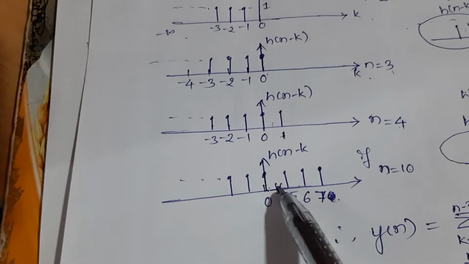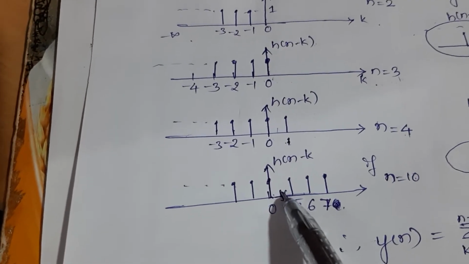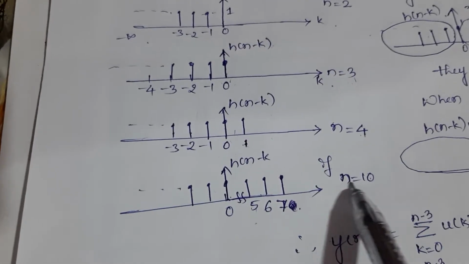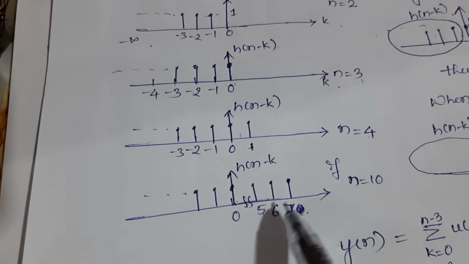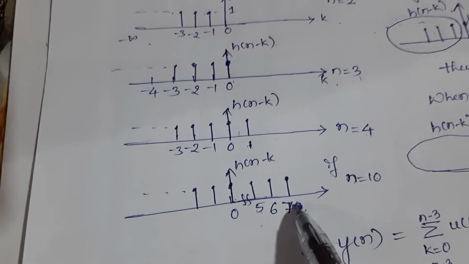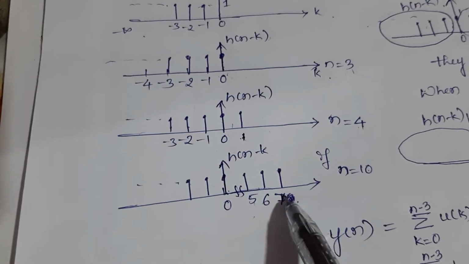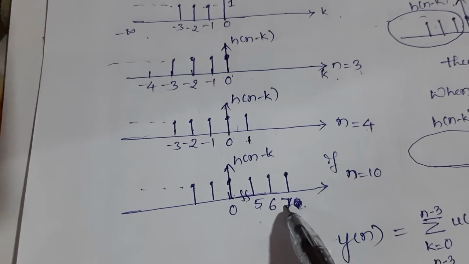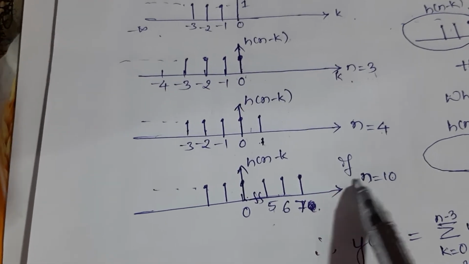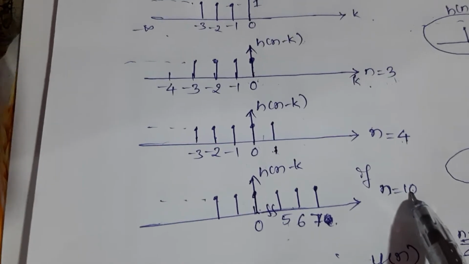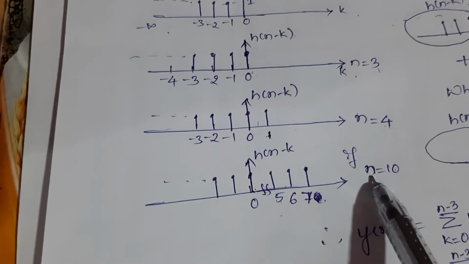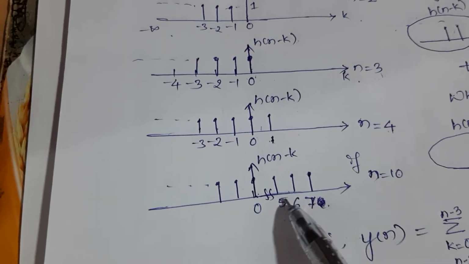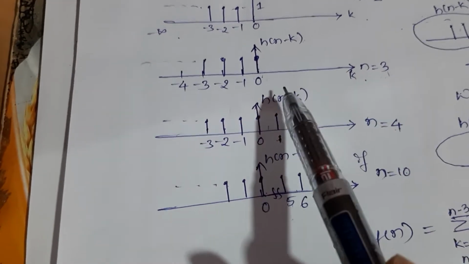Now here also, with n equal to 10, our first sample on the right side will be there at 7. Likewise, we can take any value for n. So if n is equal to 10, it will be 7. It is whatever the value of n is, minus 3 from it. If n is 3 here, it is 0.